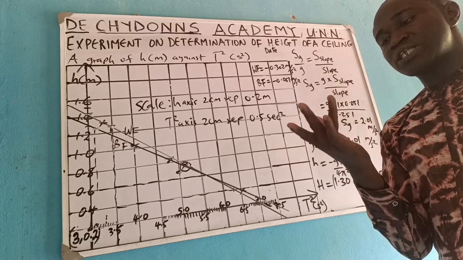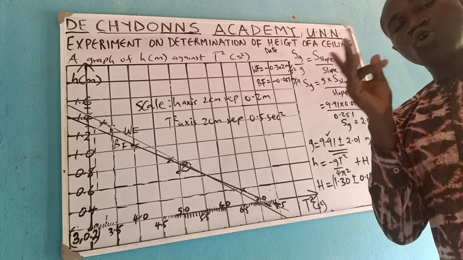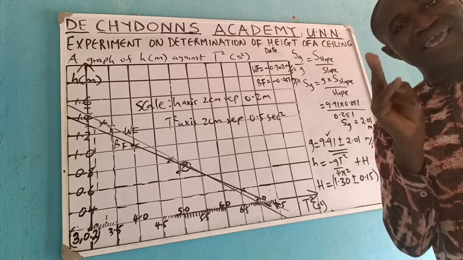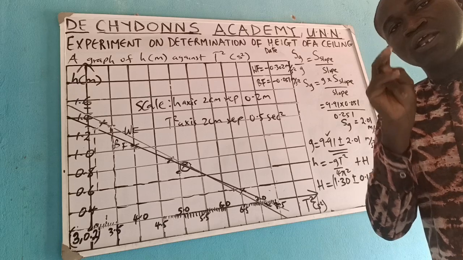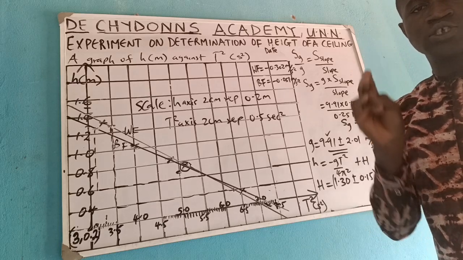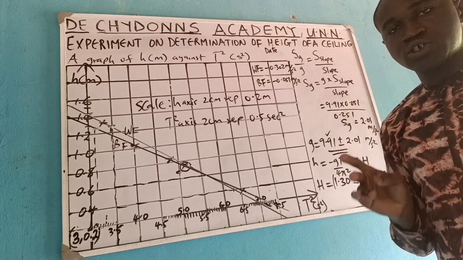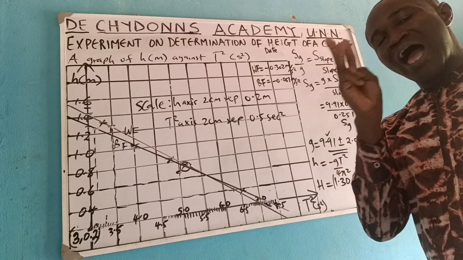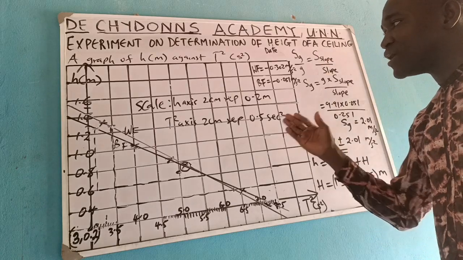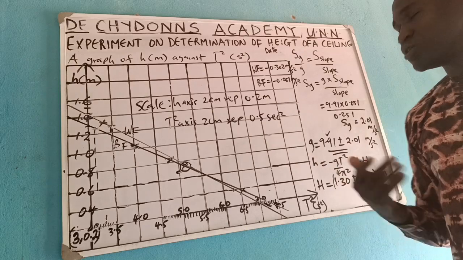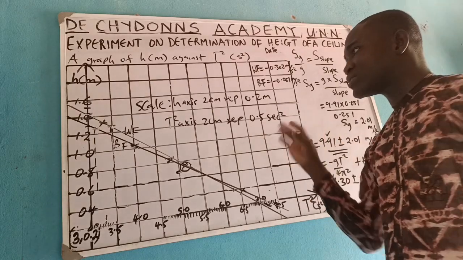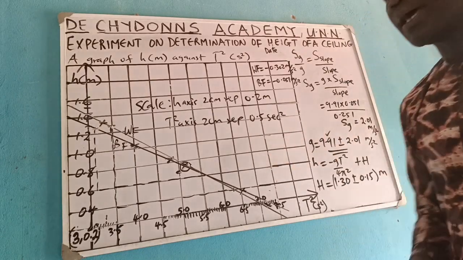So let's put it this way. You avoid instrumental error by ensuring that the measuring instrument is in good condition, that is, the stopwatch is in good condition. The human error is also avoided by making sure that the readings are taken more than once. Just try to note all these errors, so to say, and how to avoid them.